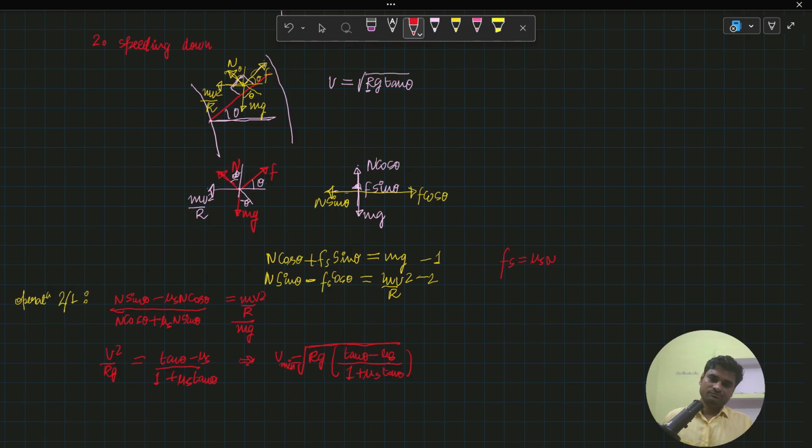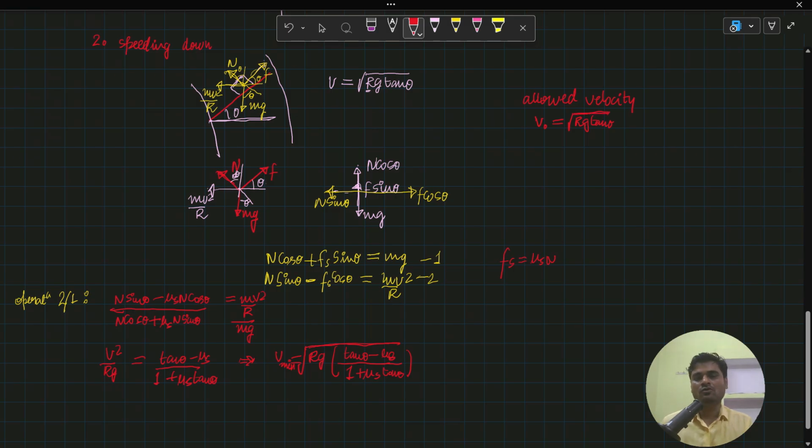So we have seen the allowed velocity before skidding. What is that? That is v₀ equal to √(rg tan θ). If you keep this velocity on the inclined plane, then there is no need of friction and there will be low wear and tear in your vehicle's tires.